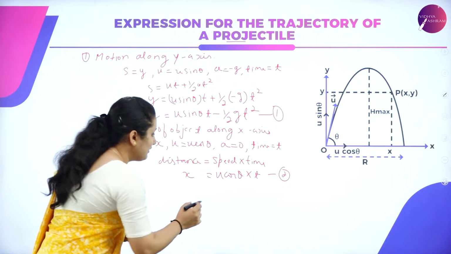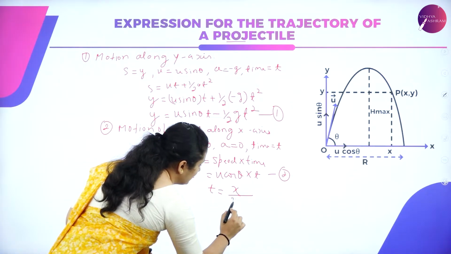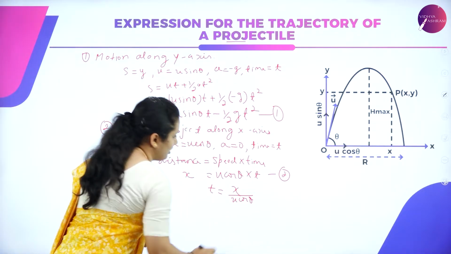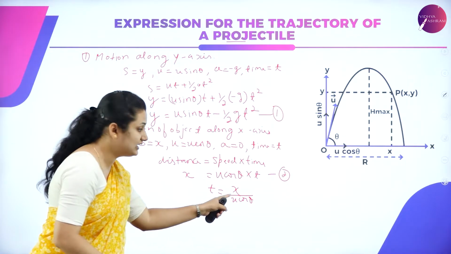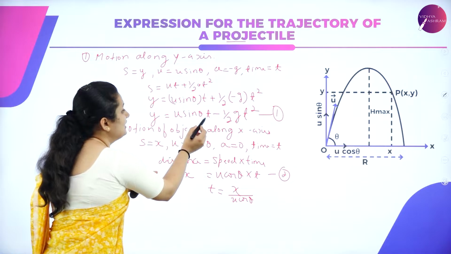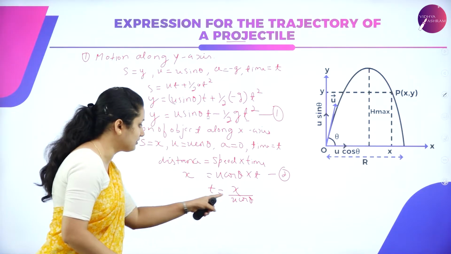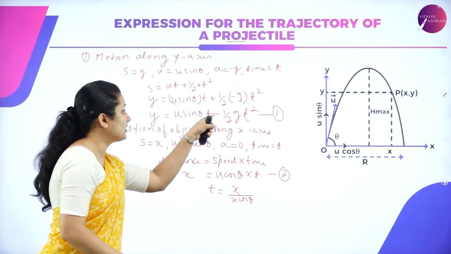So, here I can get the value of t now. I want t. Bring the cos theta down, it will be u cos theta. So t is equal to x by u cos theta. Substitute the value of t in equation 1. Substituting the value of t that I have got from equation 2 in equation 1.